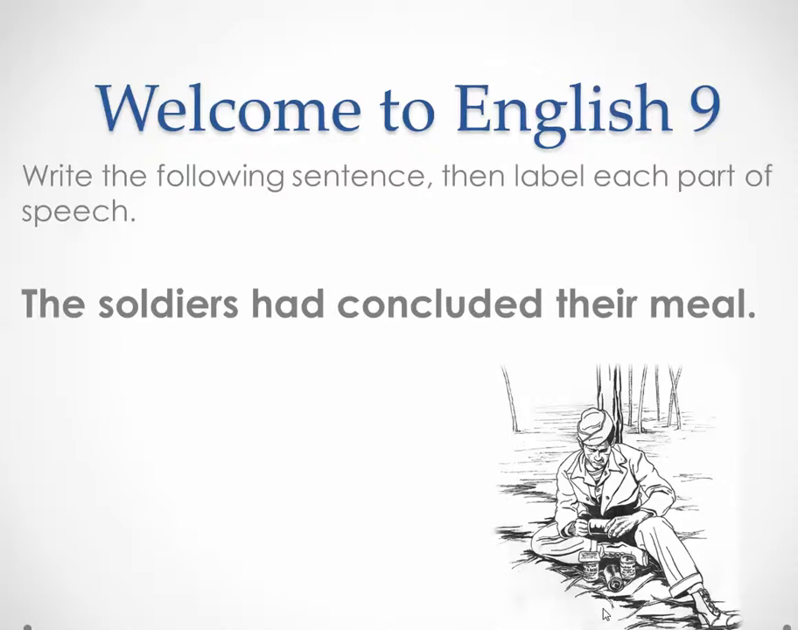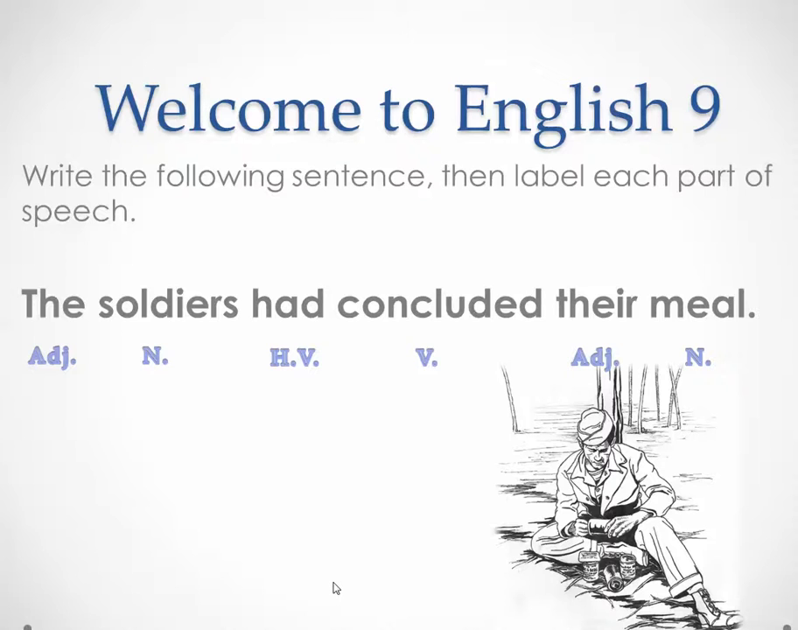We started today with our bell ringer, which was identifying parts of speech of the following sentence. The soldiers had concluded their meal. The is an article adjective. Soldiers is our noun, which is our subject. Had is a helping verb. I'm going to talk about helping verbs a little bit later in the lesson. Concluded is our main action verb. There is acting as an adjective modifying the noun meal.